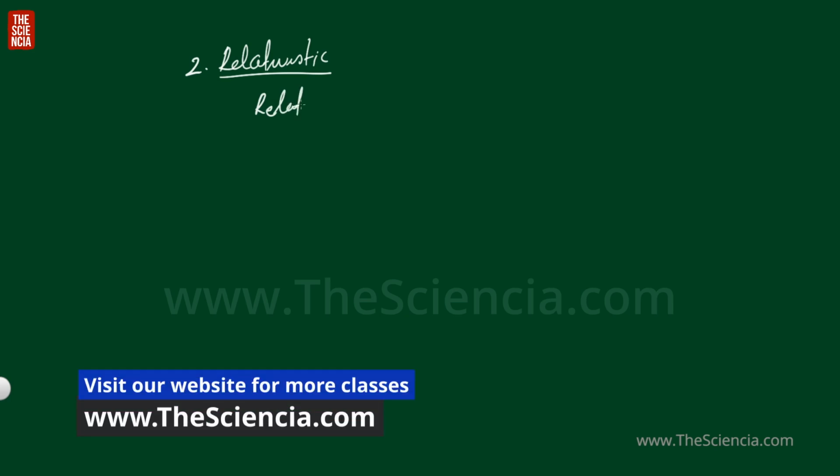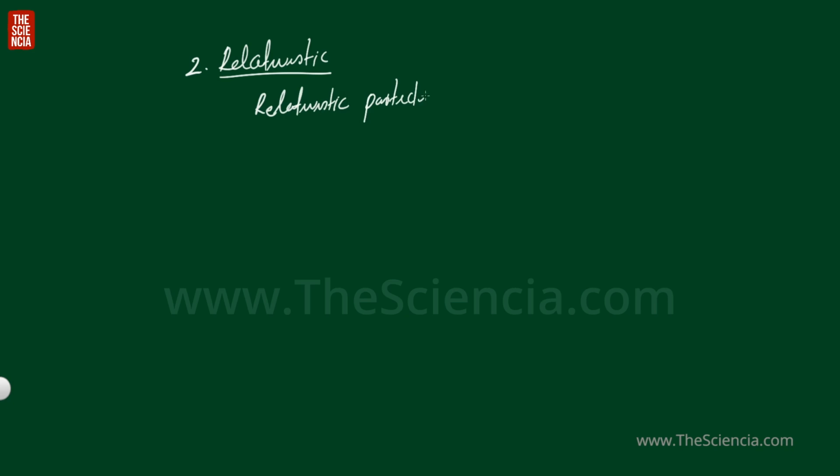Now we are going to deal with the second case, that is the relativistic case. Now we are going to consider the de Broglie wavelength of relativistic particles. What is a relativistic particle? If the kinetic energy of the particle is very much higher than its potential energy, then we call it a relativistic particle. And here we are going to use the special theory of relativity to find out the de Broglie wavelength.